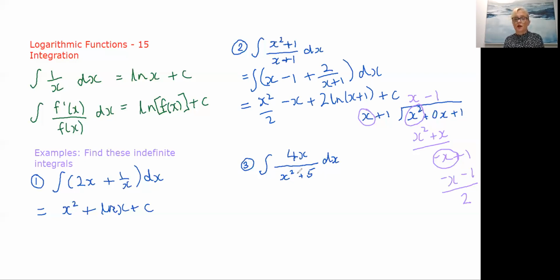This one here, have a look at your denominator. You've got x squared plus 5 as your denominator. What is the derivative of that? The derivative of that is 2x. Notice in the numerator we've got 4x. Let's rewrite this as 2 times 2x over x squared plus 5. You normally wouldn't have to do that, but I'm doing it just to make a point here. Now we've got our derivative in the numerator and our denominator as the function. So when we integrate, we're going to get 2 times natural log of x squared plus 5 plus our c.